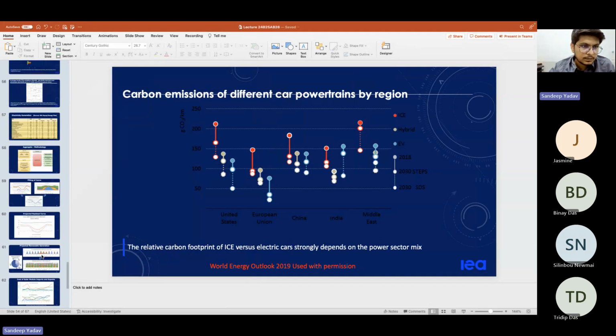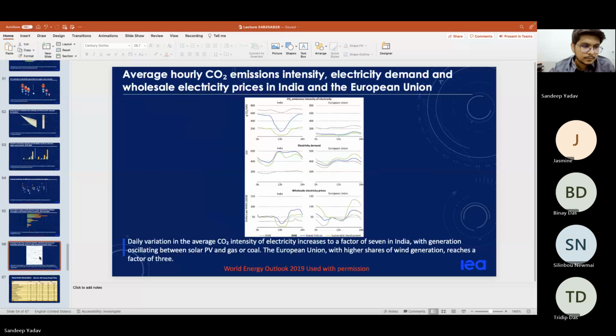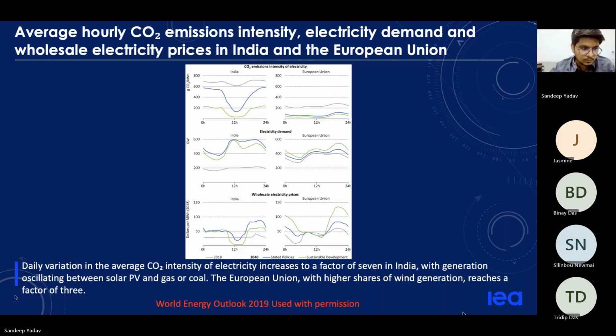This is covered in this one. So this was the case. Daily variation in the CO2 average intensity is the factor of India, with the generation oscillating between the solar PV and the gas or coal. The European Union has a higher share of wind generation, so that is the reason. The peak will be solar power generation during the peak hour. This is the 12th hour, and at that time the solar power will be the maximum as compared to Europe, because they mostly rely on the wind power. I hope it's clear.